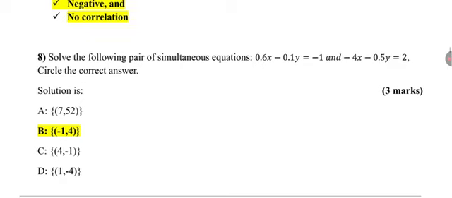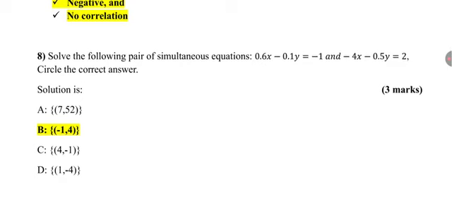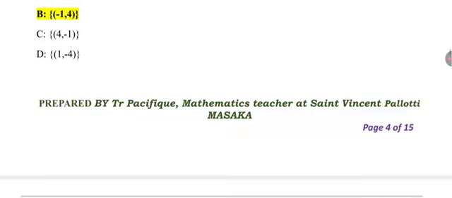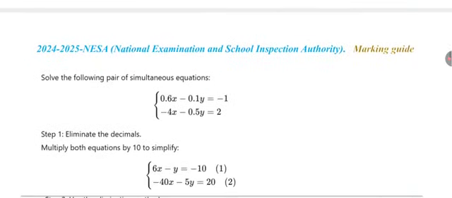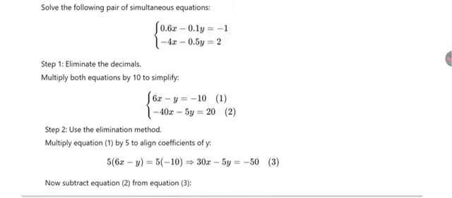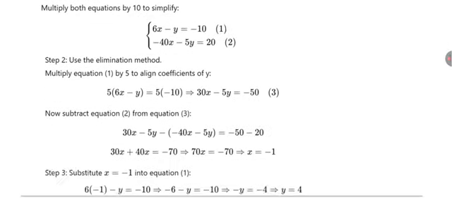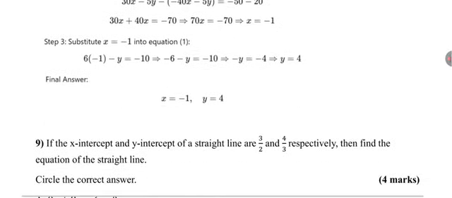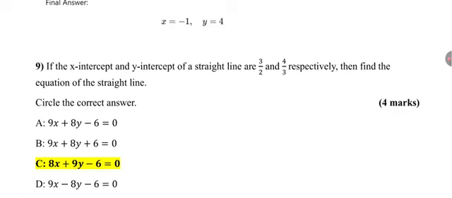And then in number 8, as you see, you have been asked to solve the following pair of simultaneous equations: 0.6x minus 0.1y equal to -1, and minus x minus 0.5y, which is equal to 2, and circle the correct answer. The answer has a solution of x = -4 and y = 4. Here are the steps, the solution or the proof of that answer.